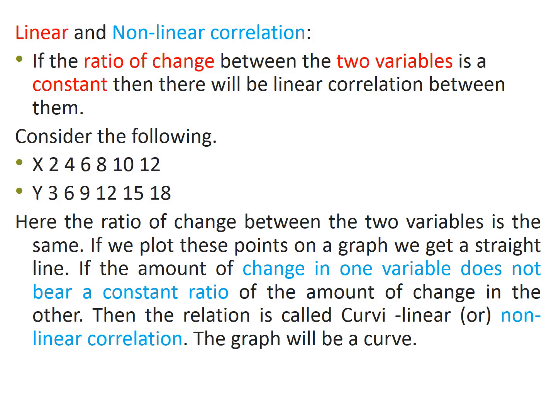If the amount of change in one variable does not bear a constant ratio of amount of change in other, then the relationship is called as a curvilinear or non-linear correlation. Then in this case the graph will be a curve.